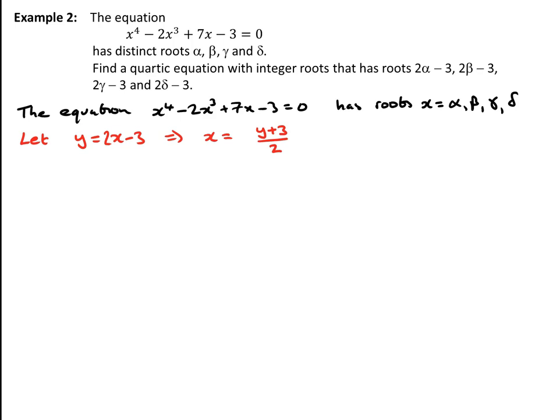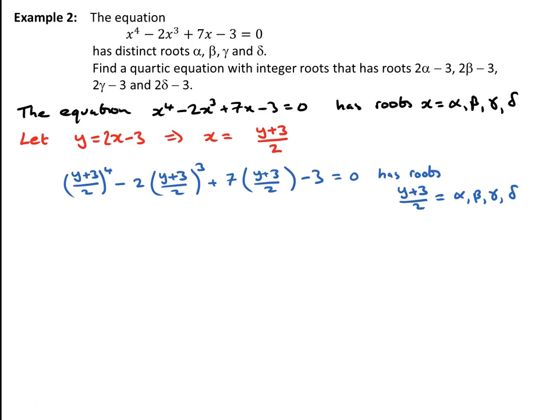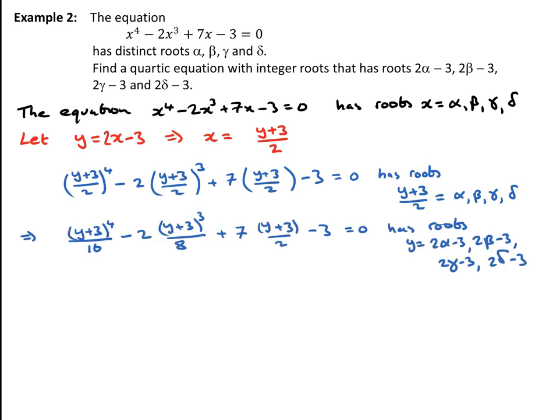So we can rewrite the equation x to the 4 minus 2x cubed plus 7x minus 3 equals 0, which we know has roots x equals alpha, beta, gamma, delta, in terms of y, and say that the equation y plus 3 over 2 to the power 4, take away 2 lots of y plus 3 over 2 to the power 3, plus 7 lots of y plus 3 over 2, minus 3 equals 0, has got roots y plus 3 over 2 equals alpha, beta, gamma or delta. y plus 3 over 2 to the power 4 is the same thing as y plus 3 to the power 4 divided by 16. y plus 3 over 2 to the power 3 is the same thing as y plus 3 cubed over 8.